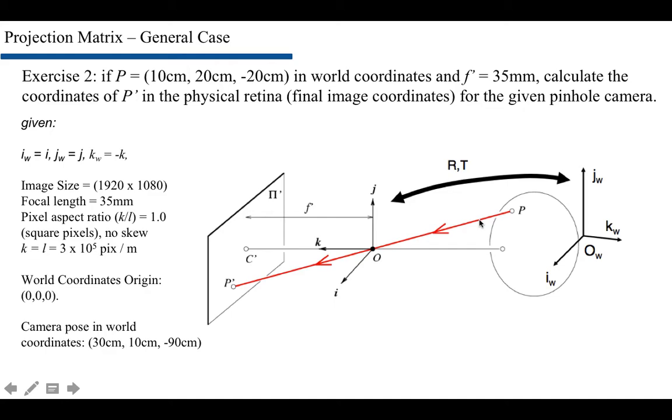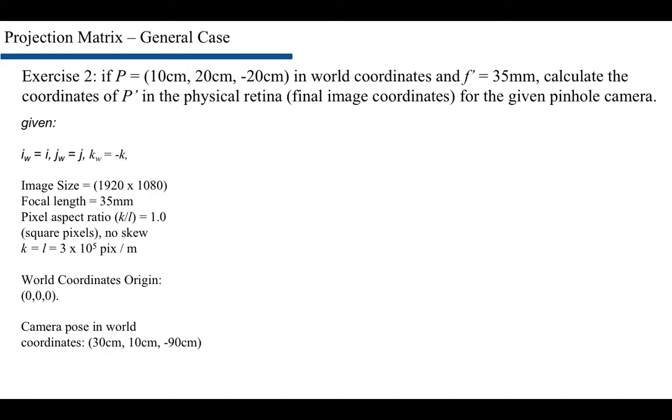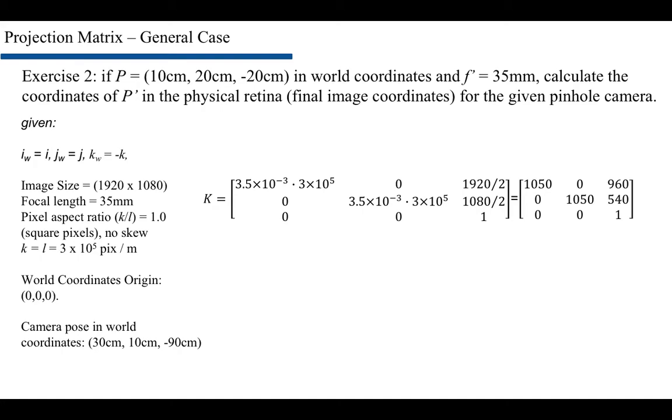Okay, so let's get to work. First of all, what do we need to do? We will put the matrix K. As we know already, we need to multiply K, which is 3 times 10 to the fifth, times the focal length. But what's the focal length? 35 millimeters. But remember, it needs to be in meters. So it's not 35, but 0.035. So this is 3.5 times 10 to the minus 3.